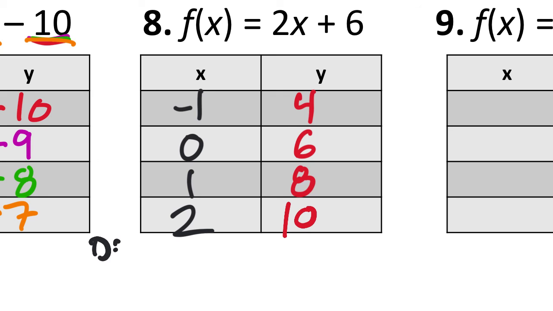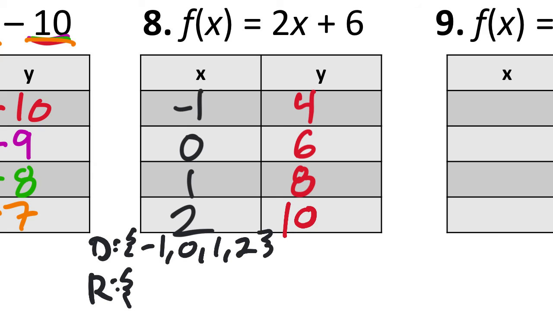So the domain and range that I get from this: the domain is negative 1, 0, 1, and 2. And then the range, there in red, 4, 6, 8, and 10. And this is listed from least to greatest.